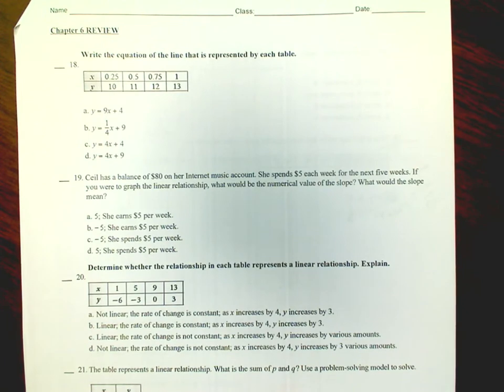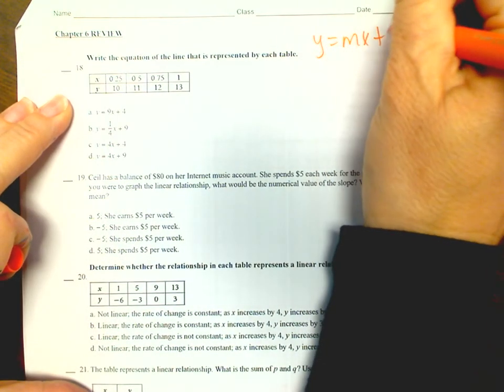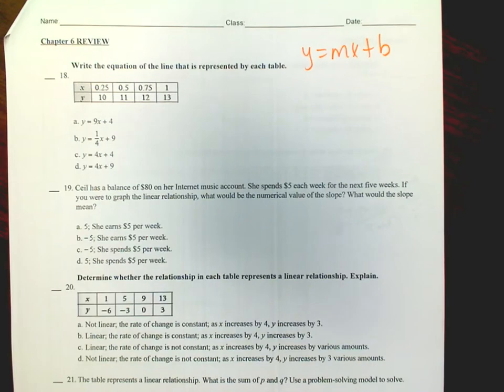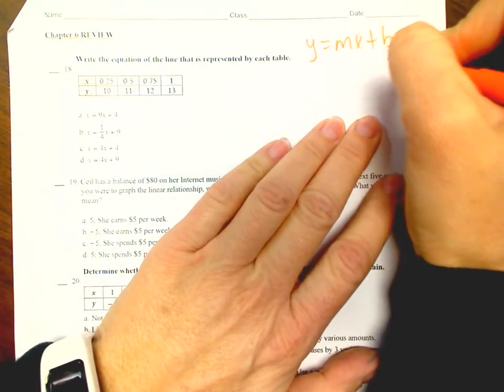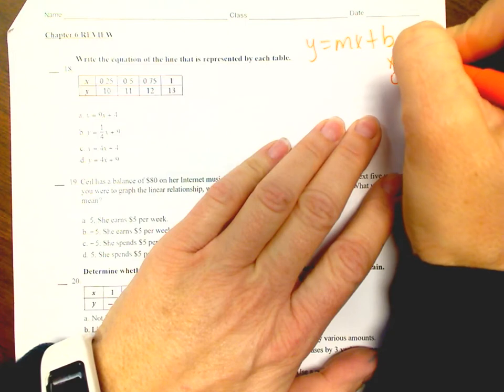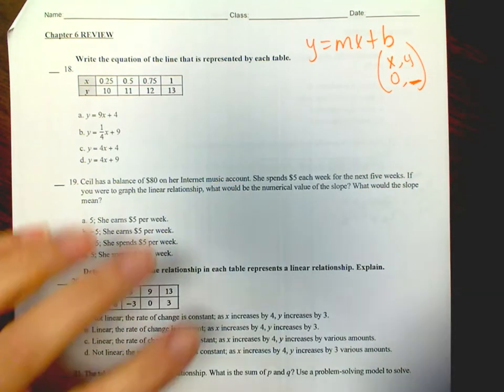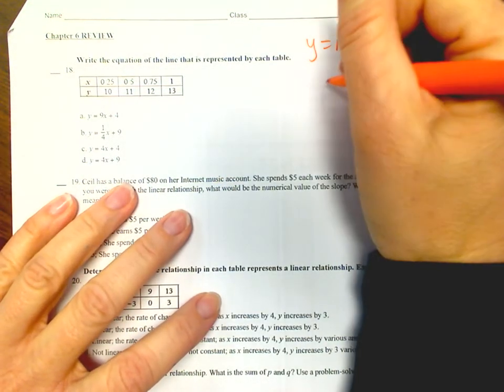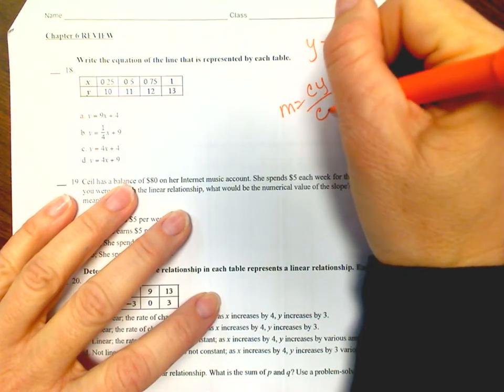Number 18, write the equation of the line that is represented by each table. Okay, so let's look. y equals mx plus b. b is your y-intercept. Remember, x has to be 0, and your y will be your intercept. Slope is your change in y over change in x.